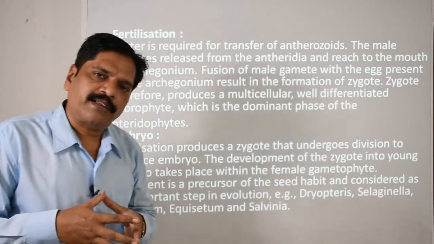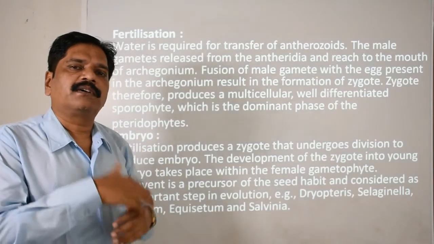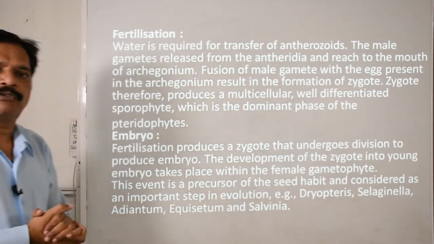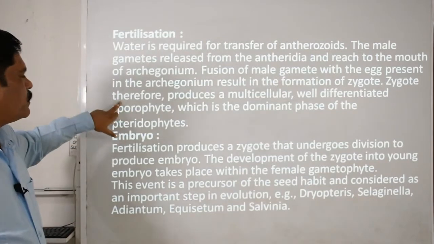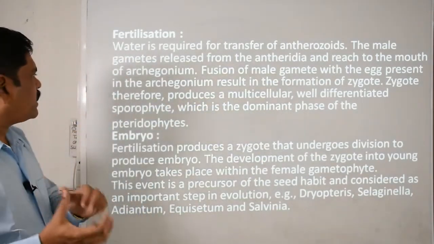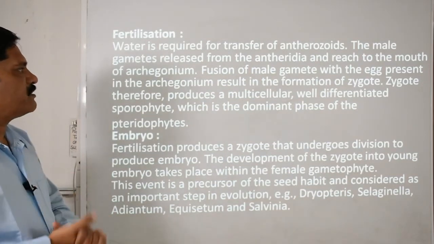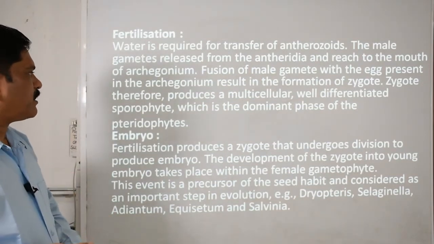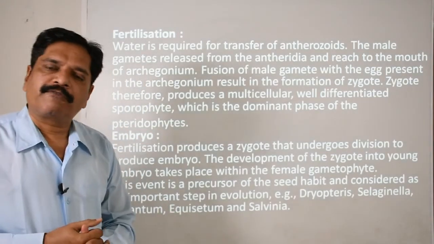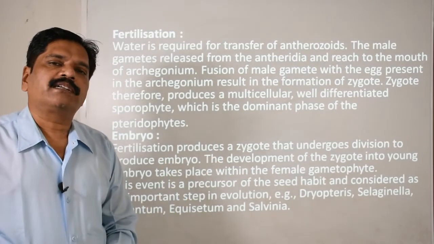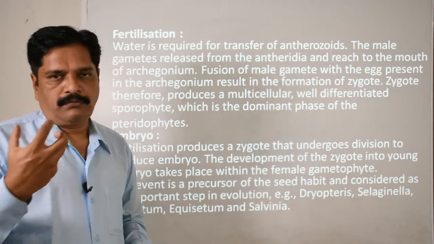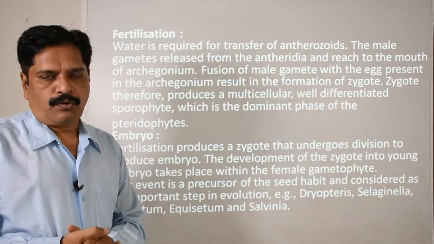By the formation of the zygote, they again re-obtain the sporophytic phase, that is the diploid phase. The zygote therefore produces a multicellular, well differentiated sporophyte, which is the dominant phase of the pteridophytes. So fertilization takes place by the fusion of the male and female gamete. As we talked earlier, it is oogamous in nature, where the female gamete is larger, non-motile and oval in shape.